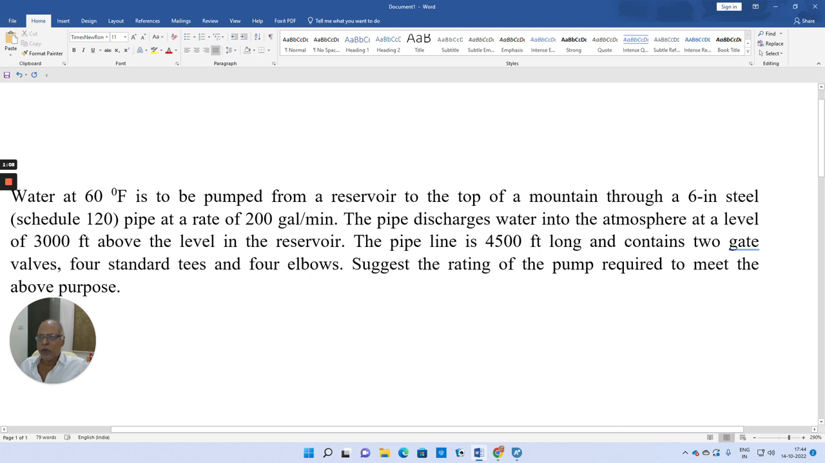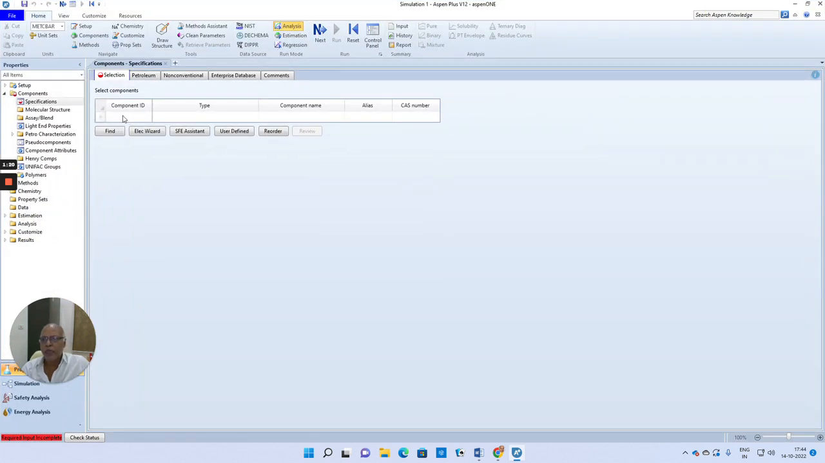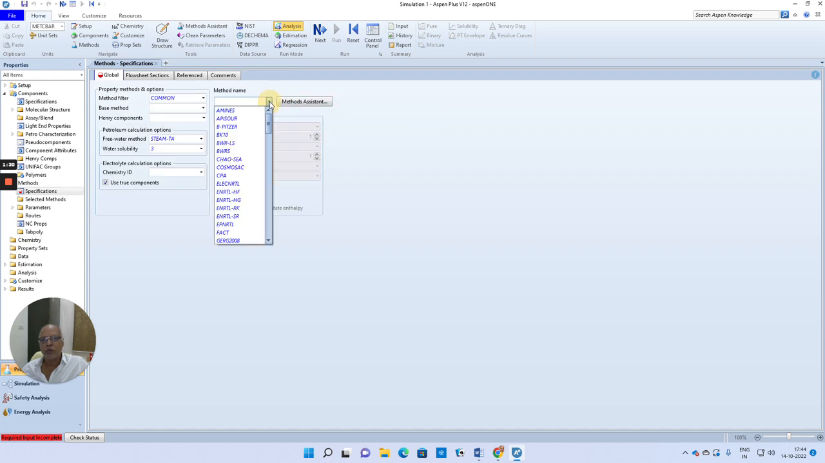So you should be in a position to solve this problem using Bernoulli's theorem and identify the necessary terms involved in the Bernoulli's theorem if you want to solve it analytically. Now let us try to simulate this problem. As you can see, we are going to make use of only one component in this simulation, which is water. So for the property method that can be used for water or steam, it is better to select steam tables.